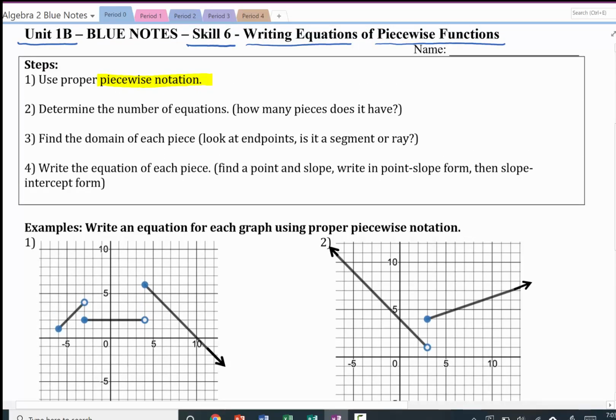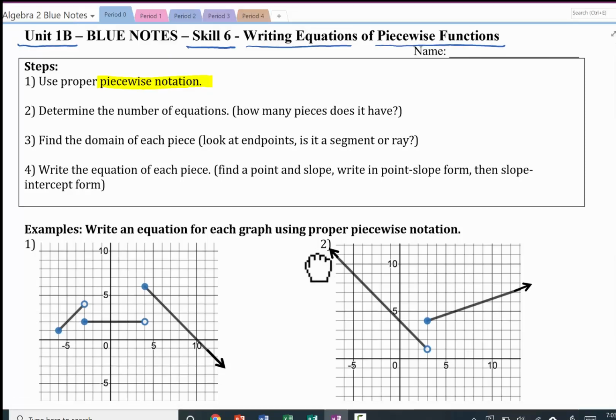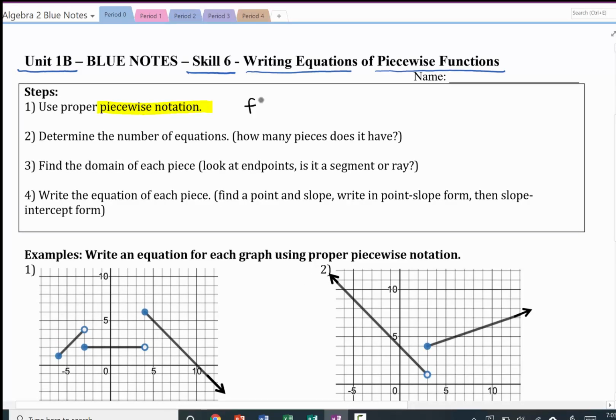In fact, maybe what I'll do is kind of remind you of what that is. So proper piecewise notation is when typically we use this function notation f of x to represent the y value. And then we do this large one-sided bracket. And then there's an equation that we would write here for the first piece. And then we either say something like "for" or we write a comma. And then there's some sort of x inequality. So something less than x less than something, or maybe it's a ray. This would be if it's a segment.